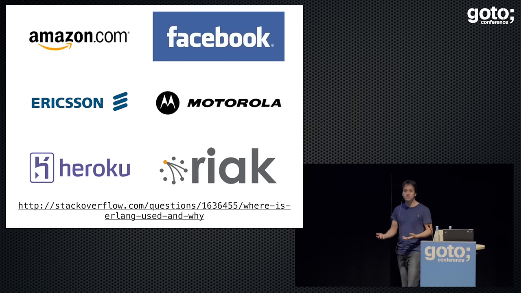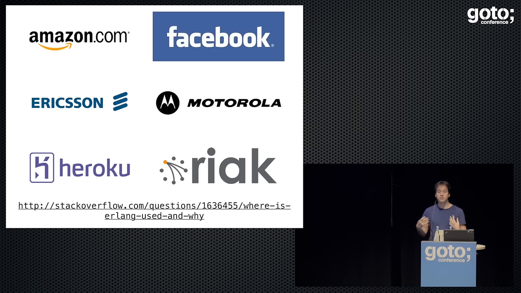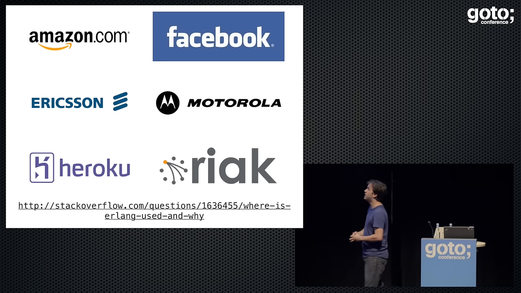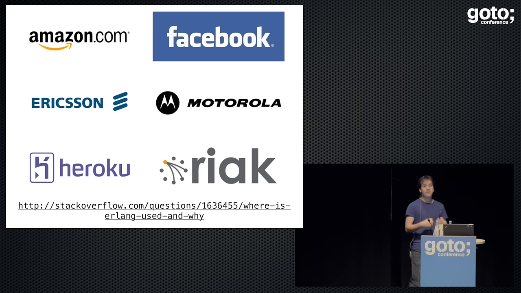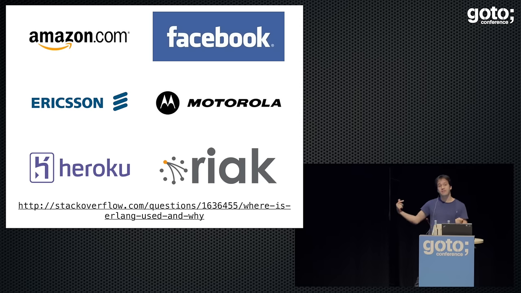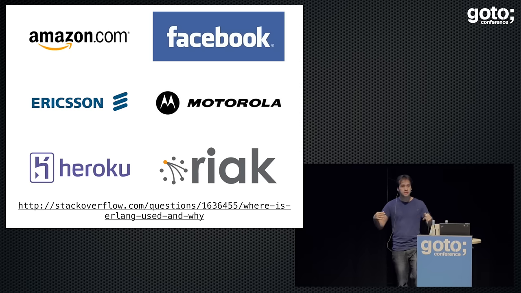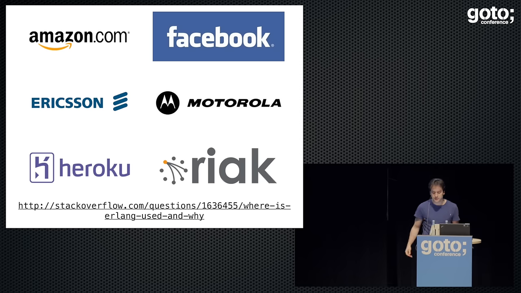So Amazon and Facebook, they use Erlang. Telecommunication companies like Ericsson and Motorola are still using Erlang today. We have more recent companies like Heroku and Riak. So if you ever deploy an application to Heroku, every time you try to reach your application, it's passing through a routing layer inside Heroku that is written in Erlang. Riak is a database written in Erlang.